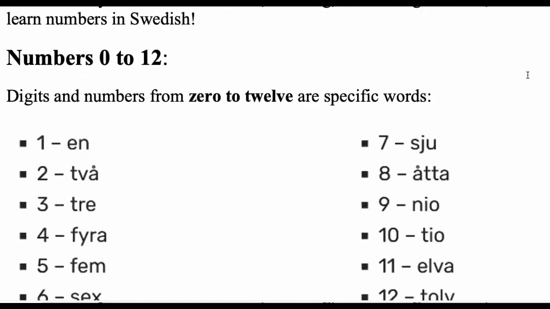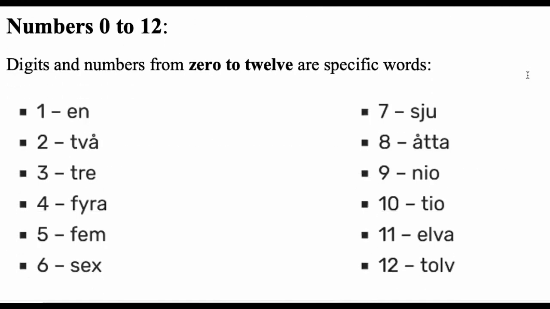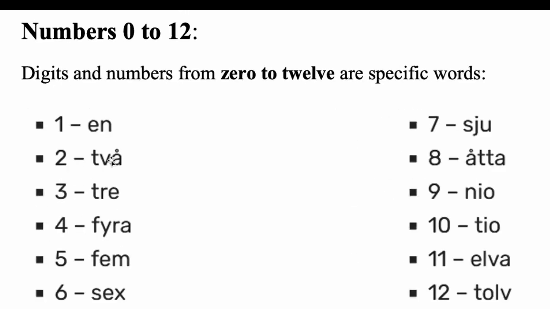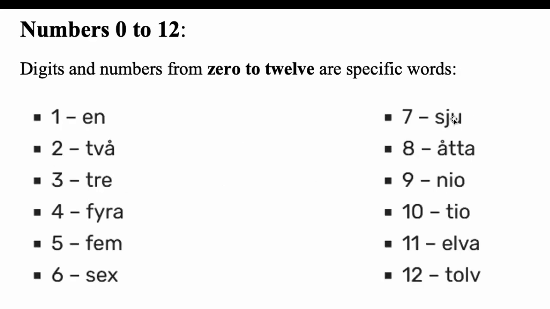So from 0 to 12, we have noll, ett, två, tre, fyra, fem, sex, sju, åtta, nio, tio, elva, tolv. Some can have difficult pronunciation, for example sju, which means 7, and tolv, 12.